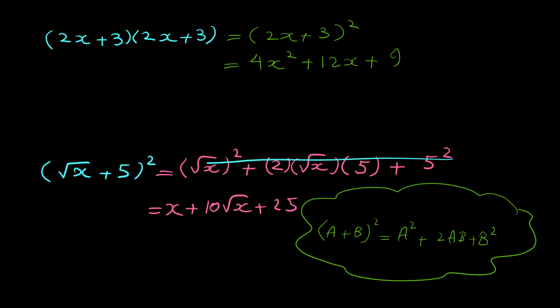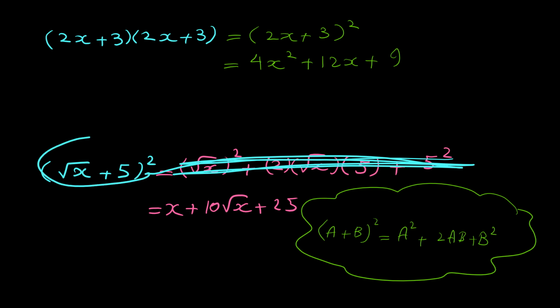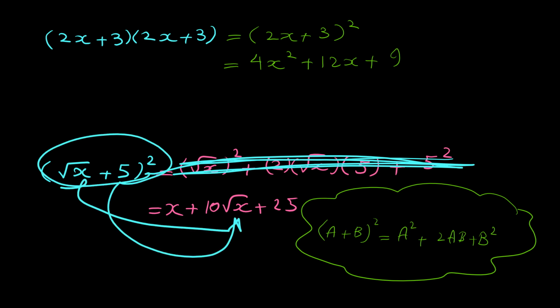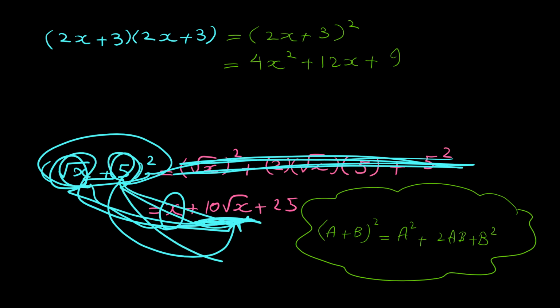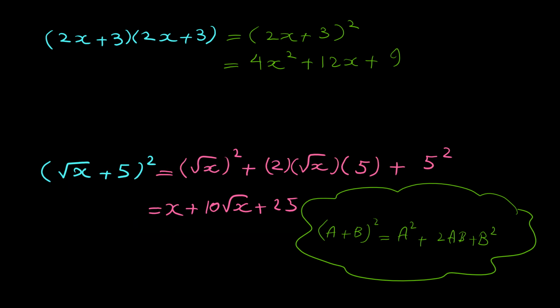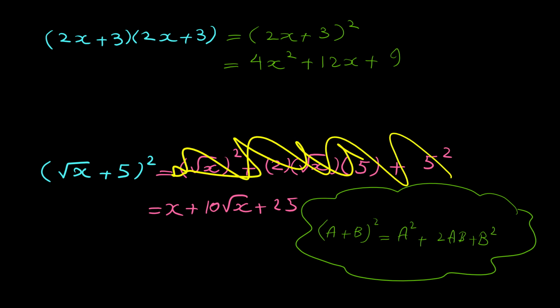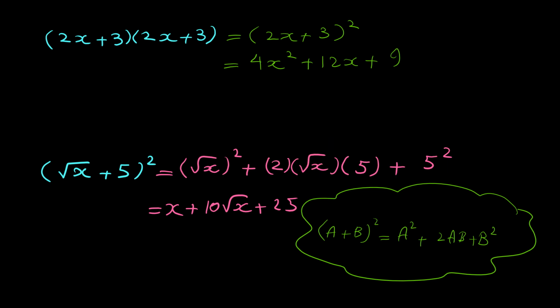Gradually you have to skip this step and jump from here to here. The first term to the 2 is this. 2 times this by this is 10 radical x. 5 to the 2 is 25. And if you want to be able to do this right away without writing this middle step, you need to practice. This is the only way that we can learn math better. Practice and practice and practice.